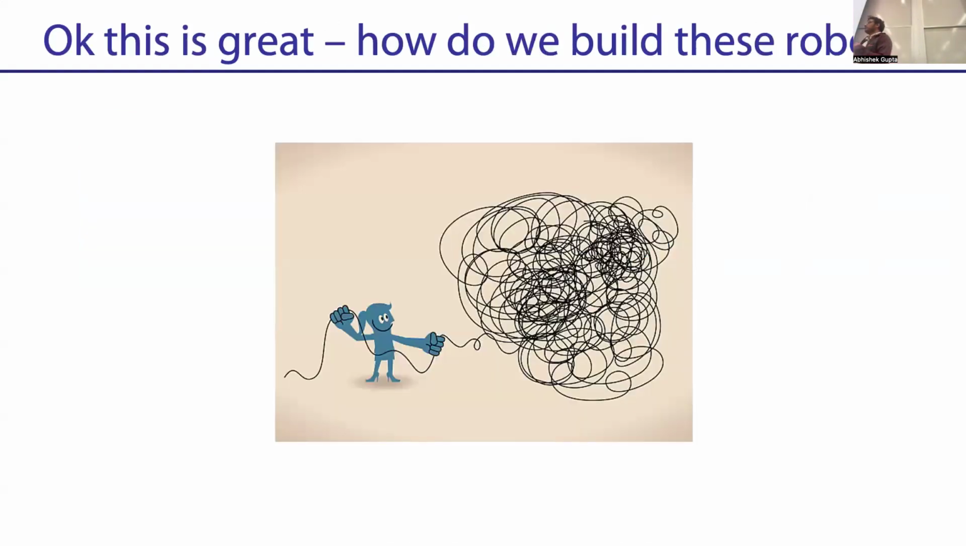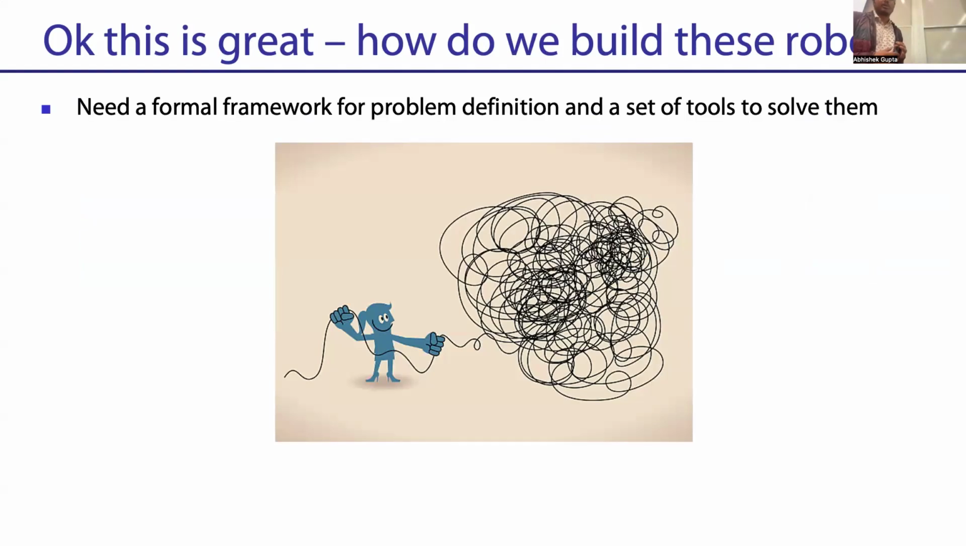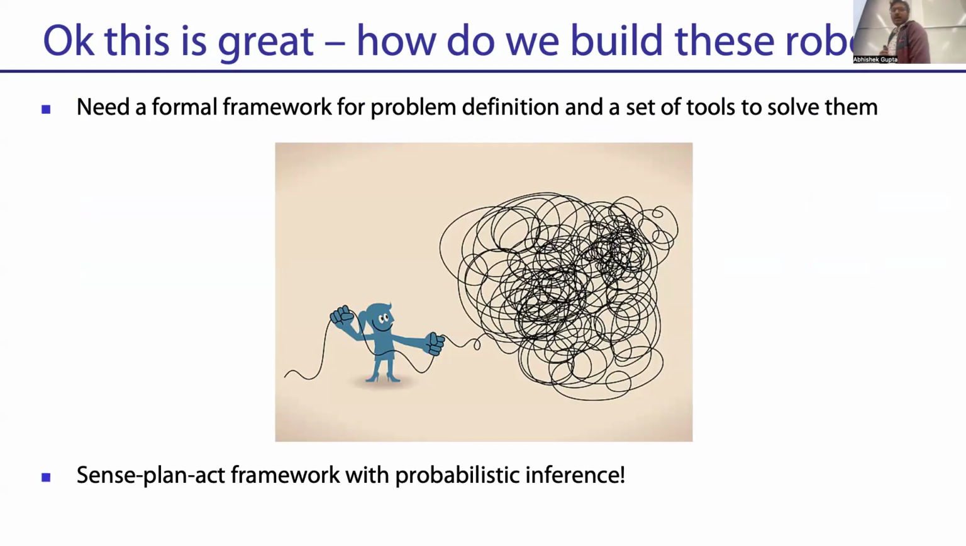Okay, that's cool, right? But we didn't come here to look at demos. We came here to learn how to build these robots. So how do we build these robots? We need a framework and a set of tools to start building them. And so we're going to use a framework called Sense Plan Act, right? As the name suggests, there's going to be sensing. Given the sensing, you're going to have planning. Given the planning, you're going to have acting. We're going to try to instantiate what Sense Plan Act is in the context of an example, and then build the formalism we need to get each of the pieces.